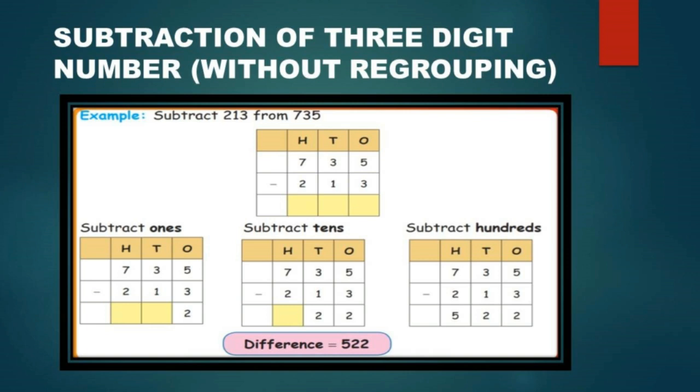Yes. Now we are going to subtract from ones place. 5 minus 3. The answer is yes, 2. Then subtract tens place. 3 minus 1. Then the answer is 2. Last one, subtract in hundred place. 7 minus 2. The answer is 5. So, the answer for this subtraction is 522.